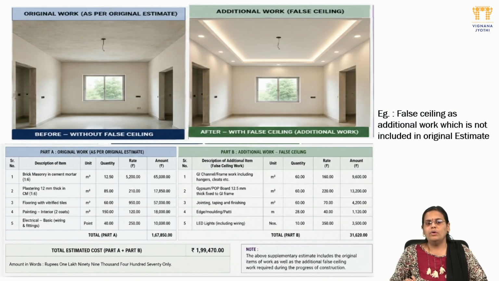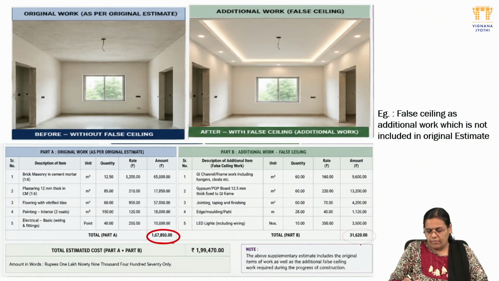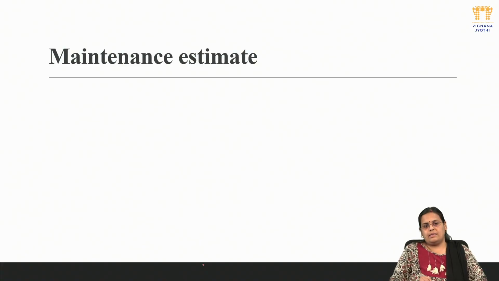Then what you need to do, here you can see in the original estimate, actually false ceiling is not being considered and your budget was around 1,67,850 and the false ceiling work was somewhere around 31,000. So your supplementary estimate must address both your original estimate as well as the false ceiling cost, which put together was around 1,99,470. Right? So now we will see maintenance estimate.